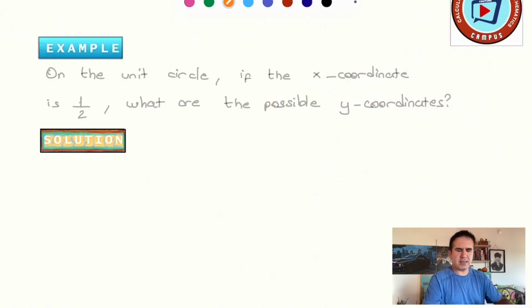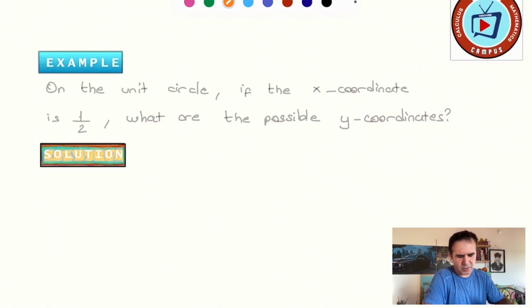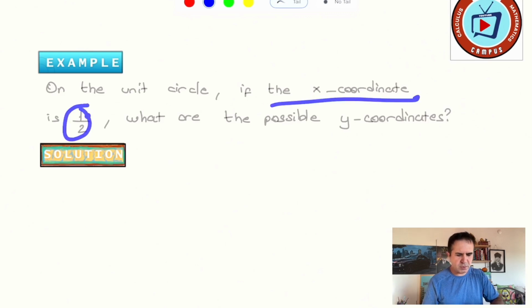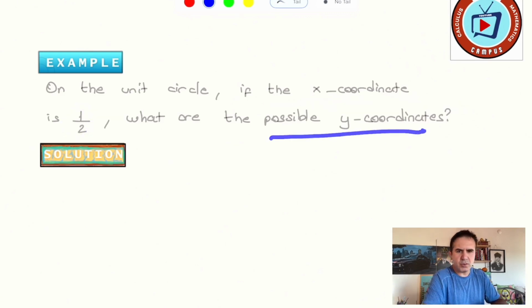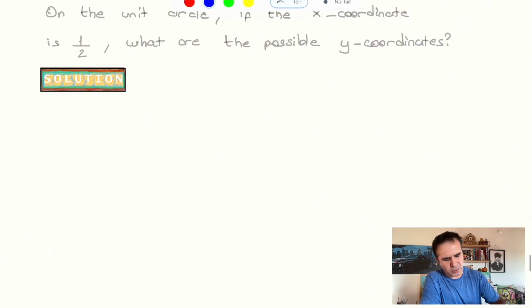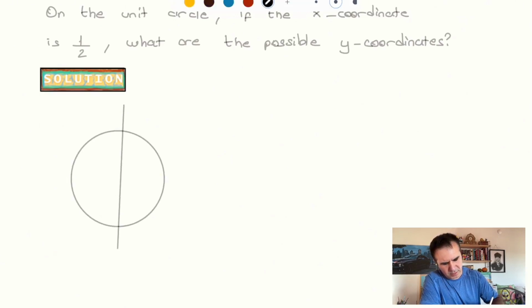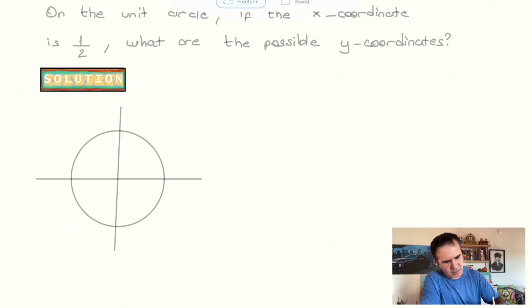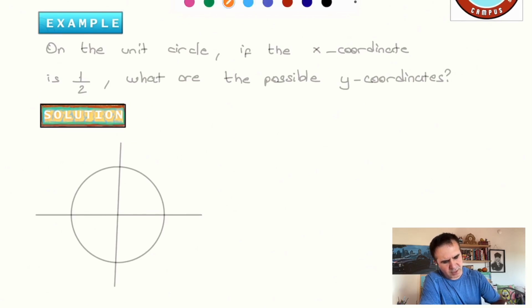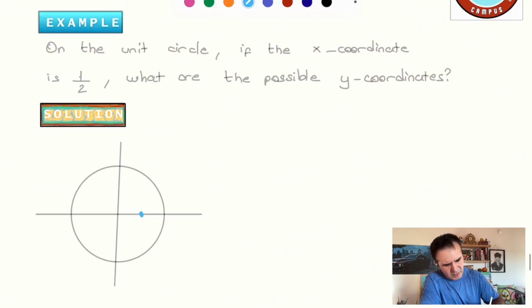And the next example is about the unit circle. On the unit circle, if the x coordinate is 1 over 2, what are the possible y coordinates? This is our unit circle. And if our x coordinate is 1 over 2, what are the possible y coordinates?